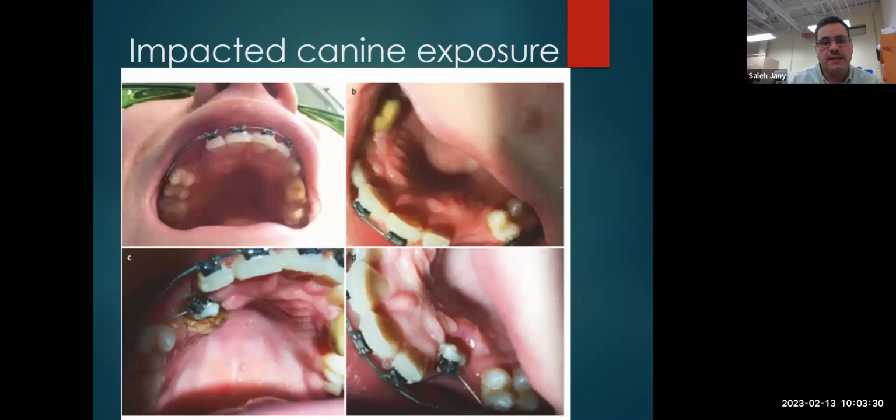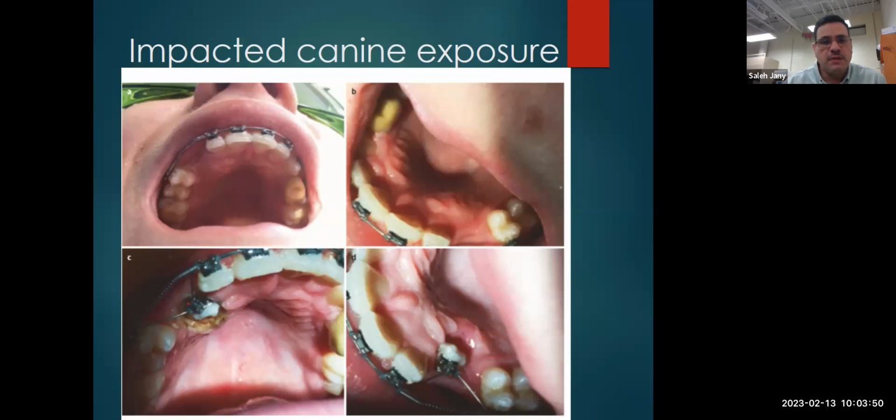Sometimes people have an impacted canine. This is an upper canine that is impacted. The canine erupts in this area, near the base of the root of the lateral incisor. Sometimes it will go to the palate. And once it goes to the palate, it will be impacted, because the palate is very hard bone.